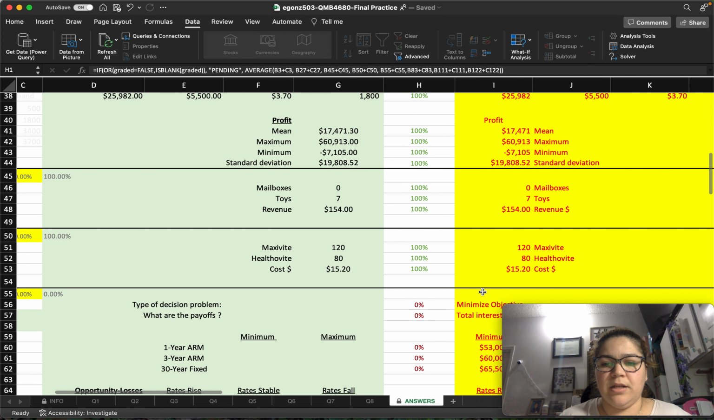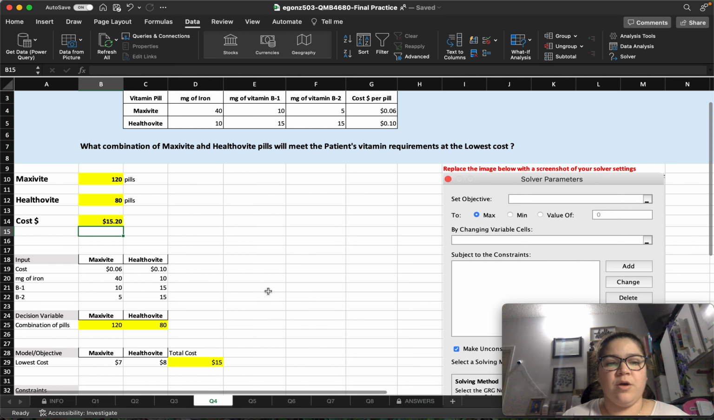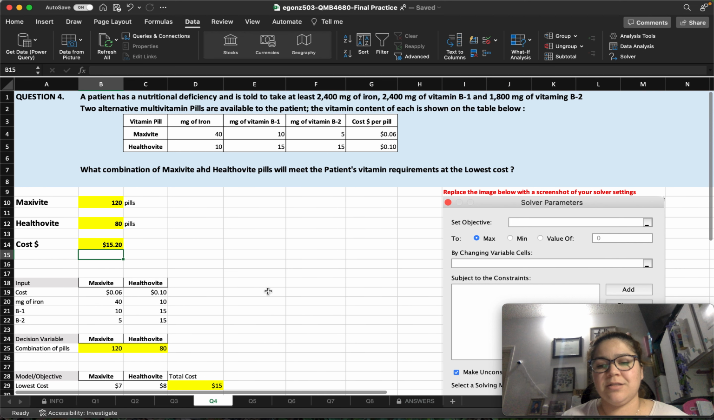Question 4. And like you see here, 100%. The only thing that was different here is that we were minimizing the cost. In the past question, we were maximizing profit, right? When we talk about profit, we maximize. When we talk about cost, we want to reduce because we don't want to pay as much.